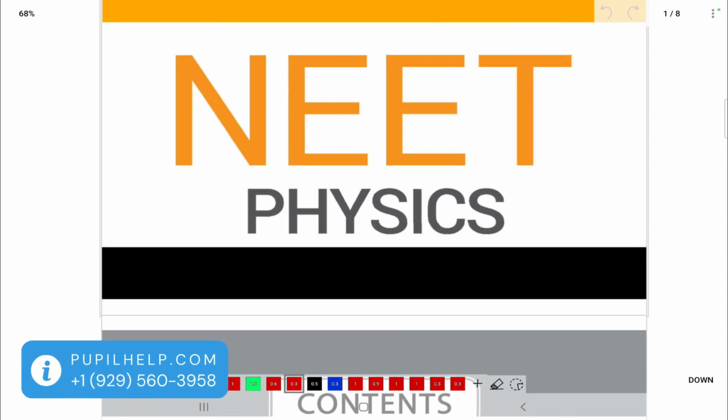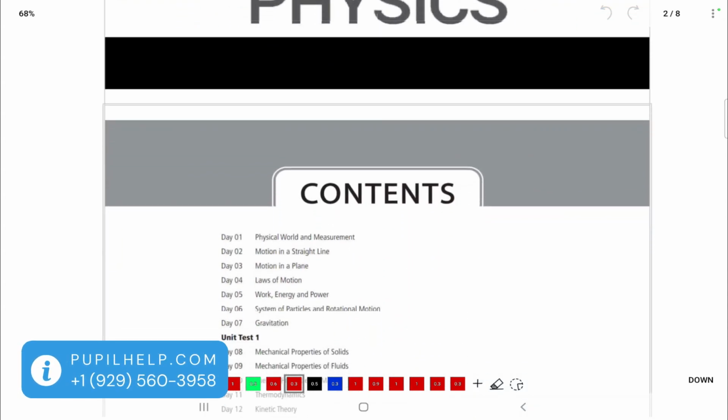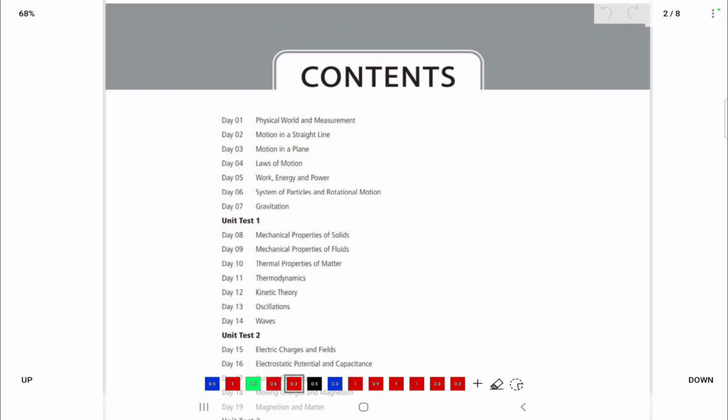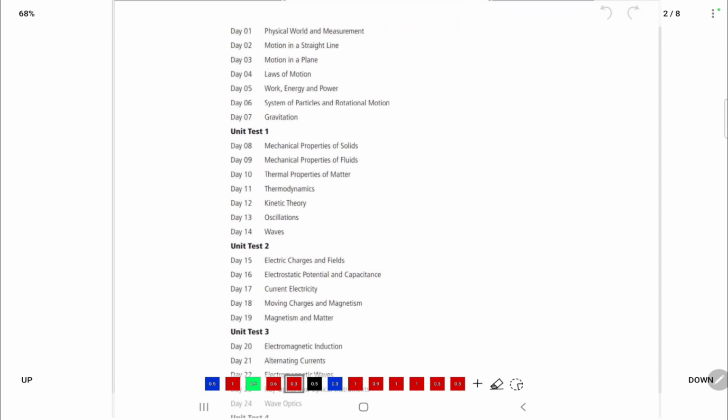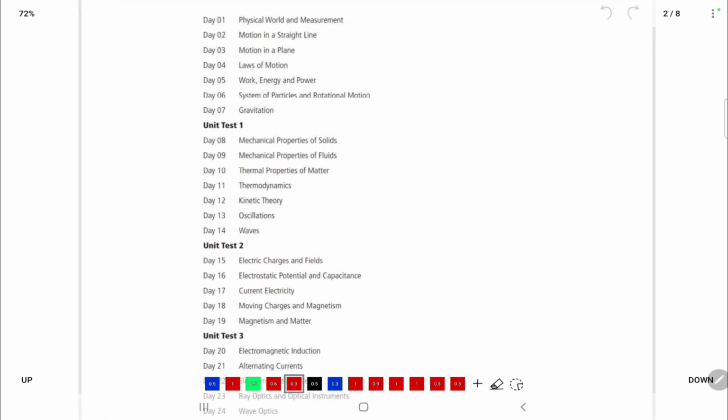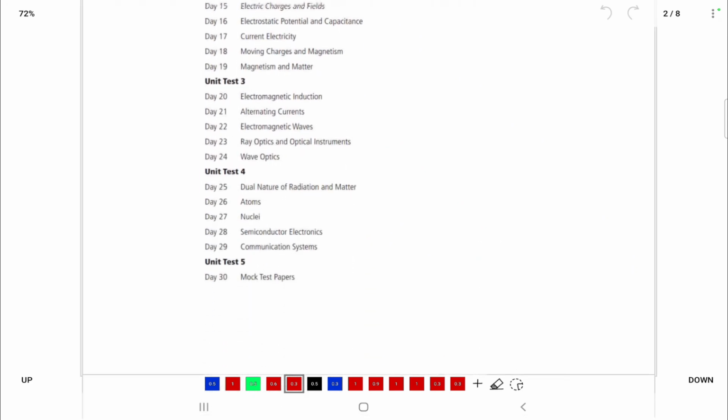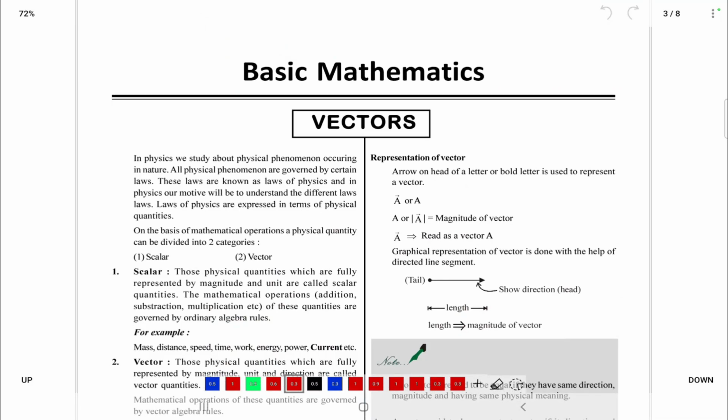NEET Physics. This is the table of contents we can go through. You see, physical world, motion in a straight line, motion in a plane, laws of motion, work, energy, system of particles, and so on. We went through these topics last session, and also we started with basic mathematics just to give a good, concrete background for the students before starting up this course.